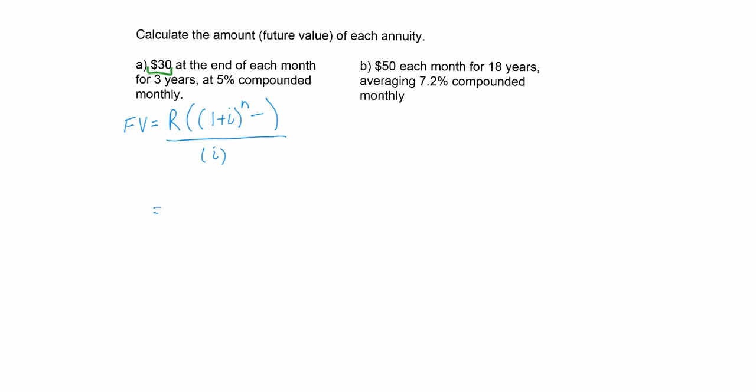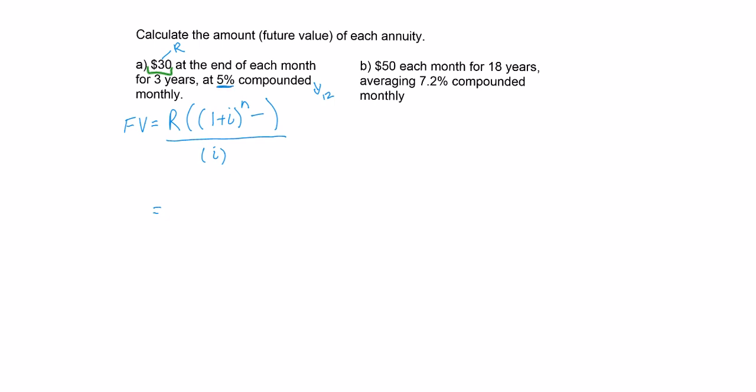Now, we're going to substitute. Notice the 30 is going to be our R value. When we're talking about compounding monthly, we're actually talking about 12 months that happen in a year. And this part here represents the rate we're using.